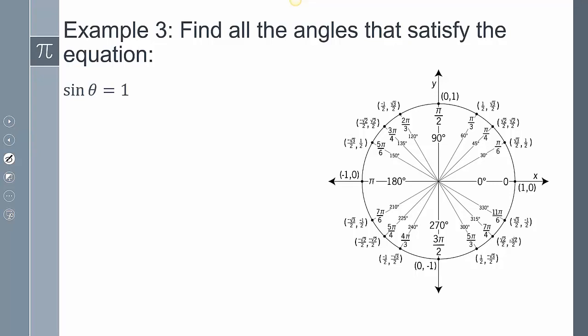Where is my sine going to be 1? So where's my y value 1? And so here, so I can say that theta is going to equal 90 degrees.